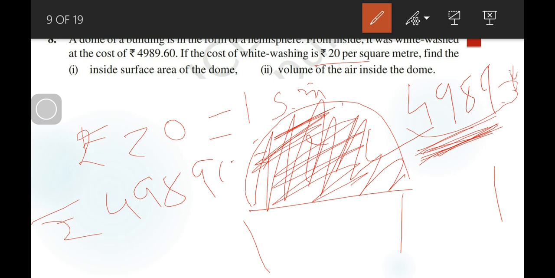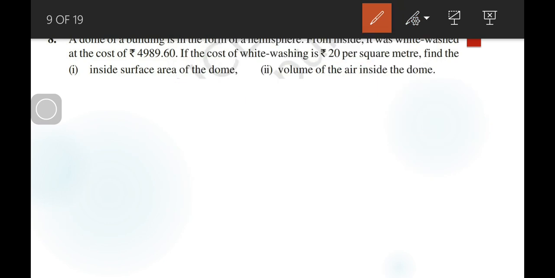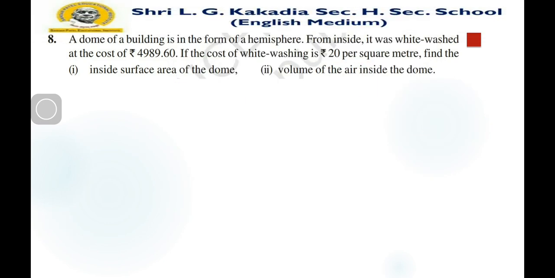From this we can find the curved surface area of the dome, and after that we find the radius from the curved surface area of the dome, and at last we find the volume of the given hemispherical dome, and it is equal to the air in the hemispherical dome. Solution.